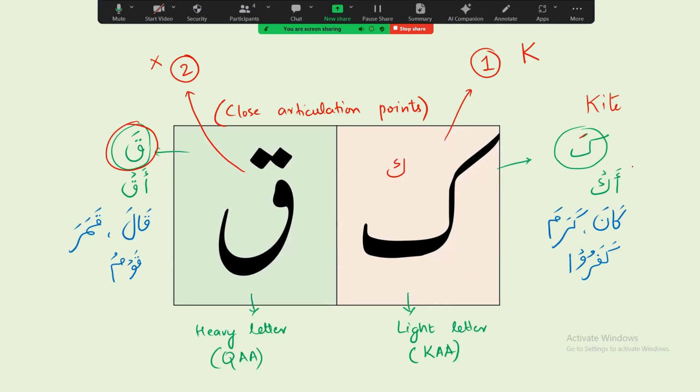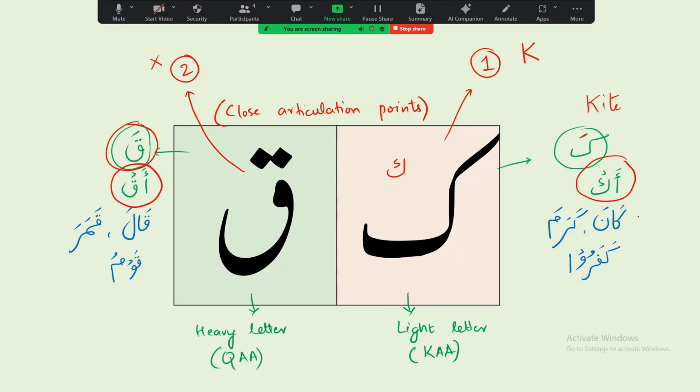So let me just give you an example. Ak. I have placed a hamza before this kaf alphabet now, and I'm saying ak, ak. Let's place a hamza before the second alphabet, which is aq, aq, which becomes a heavy sound, right? The first one is ak, ak. The second one is aq.